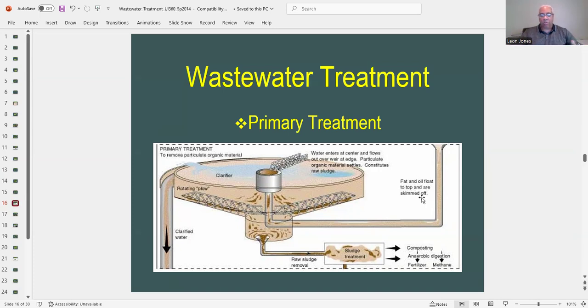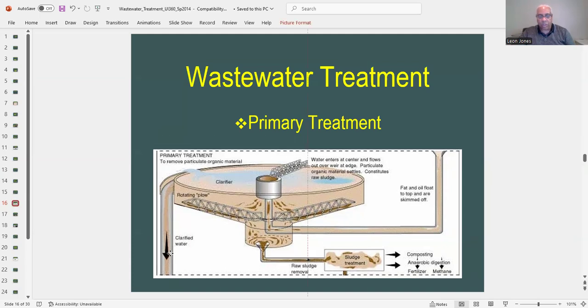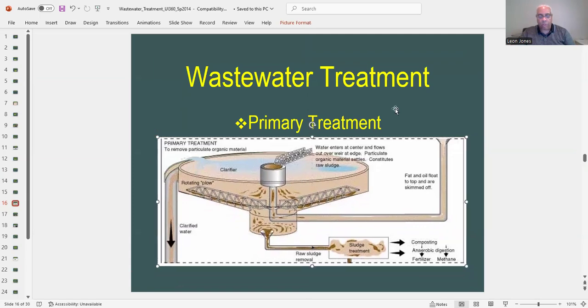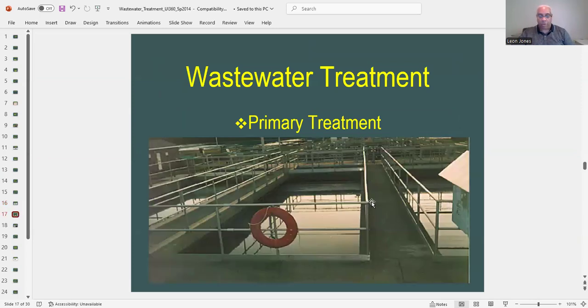Your rotating plow rotates. This is your weir right here. And you're using this clarifier tank, and here's the water as it enters the clarifying tank. And then here's your clarified water. If you look at the chart, you follow the chart. Again, very good if you want to go into environmental engineering. Then you have your primary treatment right here.